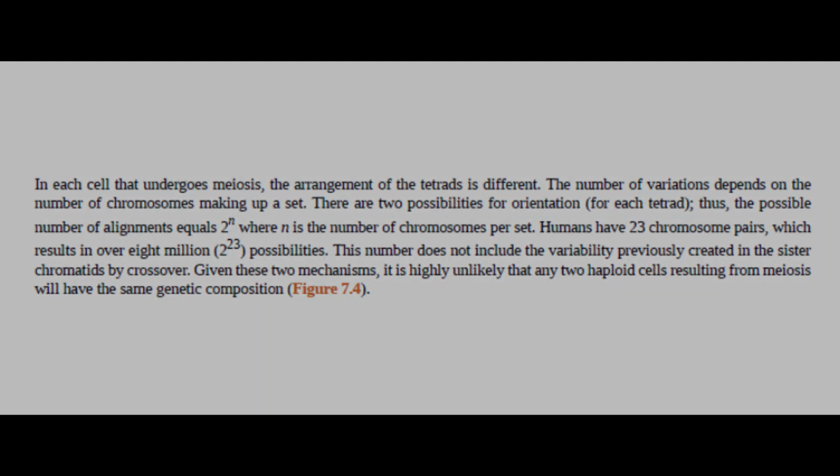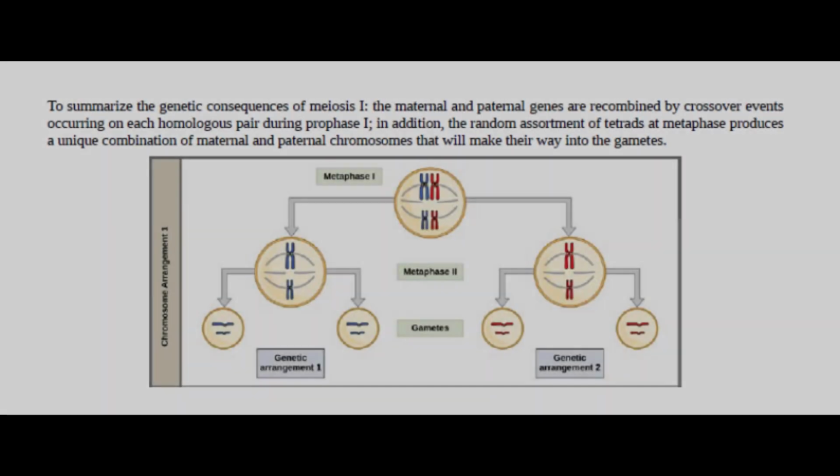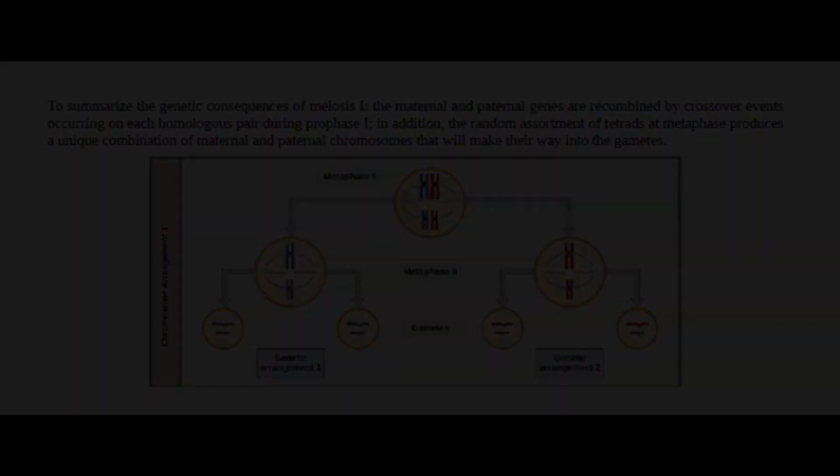To summarize the genetic consequences of meiosis I, the maternal and paternal genes are recombined by crossover events occurring on each homologous pair during prophase I. In addition, the random assortment of tetrads at metaphase produces a unique combination of maternal and paternal chromosomes that will make their way into the gametes.